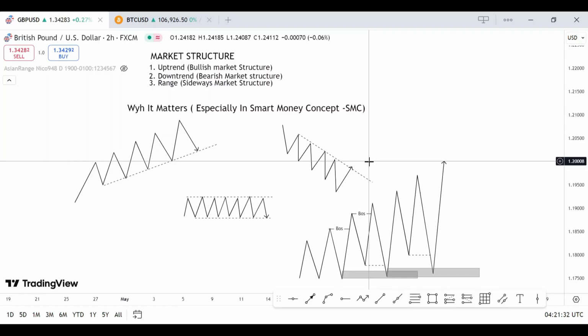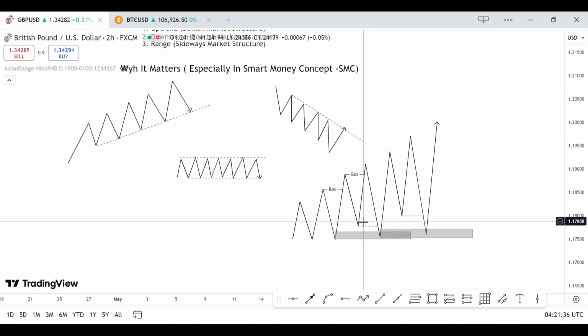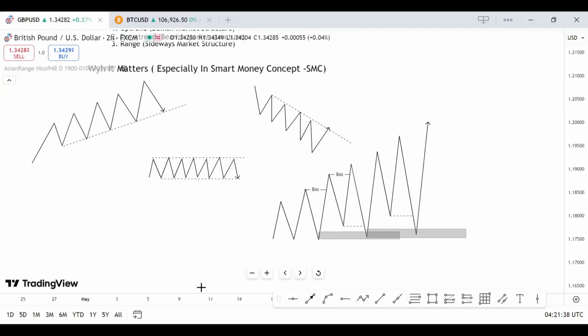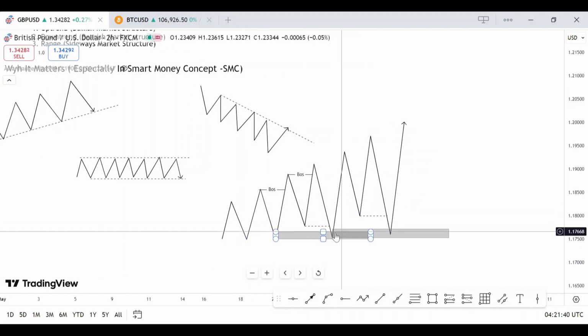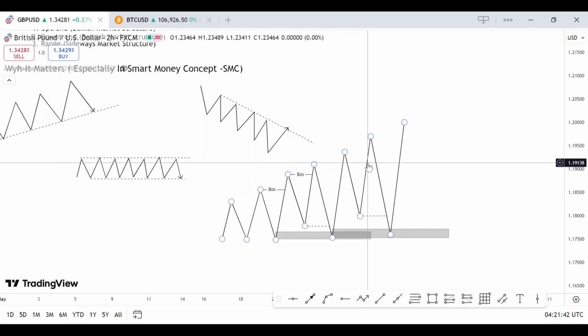And we said again, why does market structure matter, especially in smart money concept, and we also dealt with that. Market structure helps identify breaks of structure and changes of character. It also reveals liquidity zones and entry points, as we have seen in the live chart examples. We'll be diving in more on liquidity in the next video, and after our liquidity video, we'll be diving in on entry models.